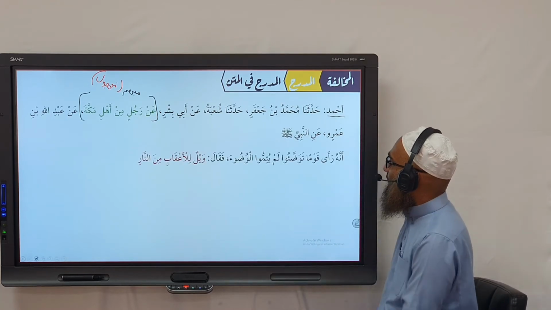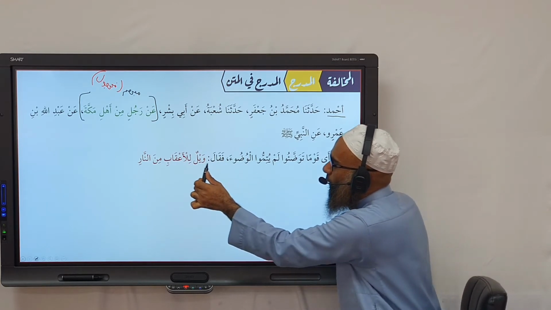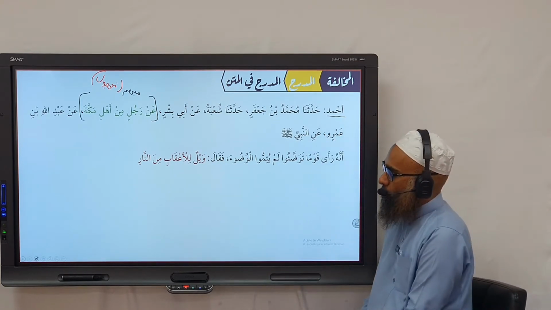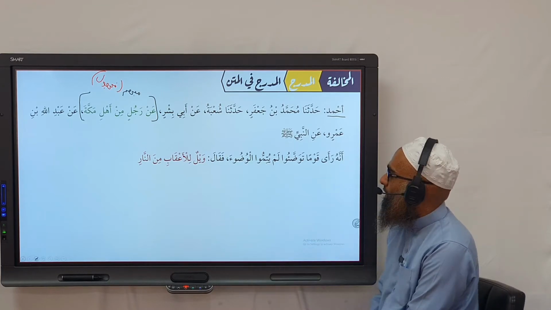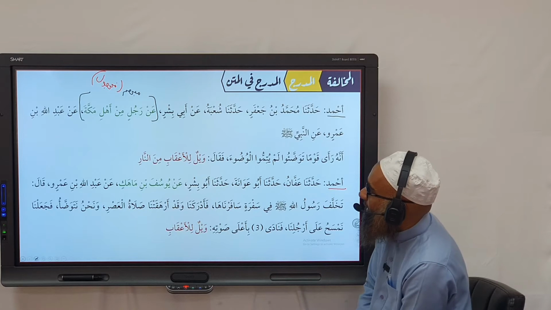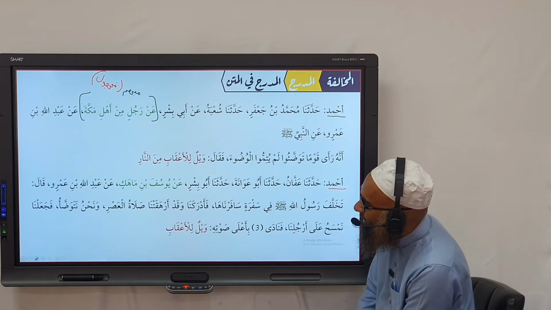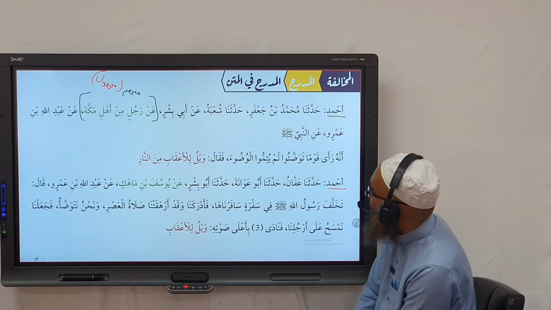And then he said, أنه رأى قوما توضأوا لم يتموا الوضوء فقال ويل للأعقاب من النار. So the Prophet sallallahu alayhi wa sallam said, ويل للأعقاب من النار. There's another hadith from Imam Ahmad. And in here he says, حدثنا أبو بشر أن يوسف بن ماهك أن عبد الله بن عمرو.